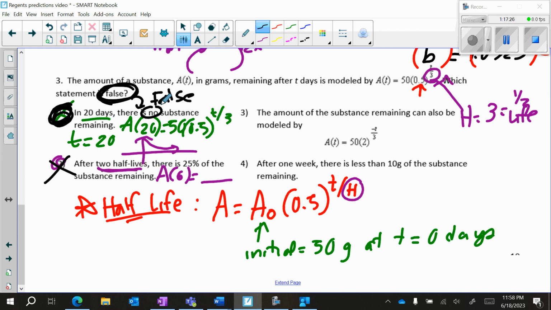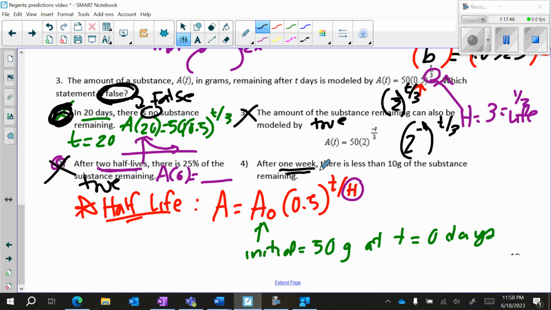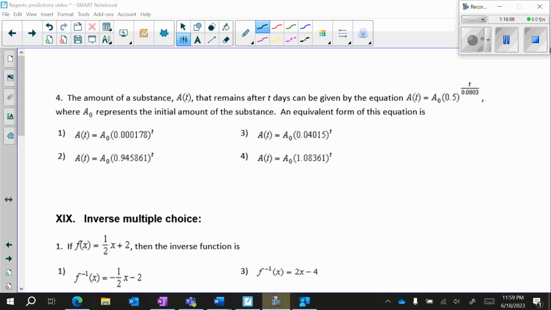Choice 3, the amount of the substance remaining can also be written as this. This is also true, because remember, if you have 1/2 as the base to the t over 3, the reciprocal of 1/2 is 2 to the negative 1, to the t over 3. That's just a law of exponents. And the last one, after 1 week. 1 week is how many days? 7 days. If you plug in 7, what will you get? It should be less than 10. I think it's around 9. Okay, so there you go. Those are kind of tricky because you have to work every single choice out. What a pain in the butt.